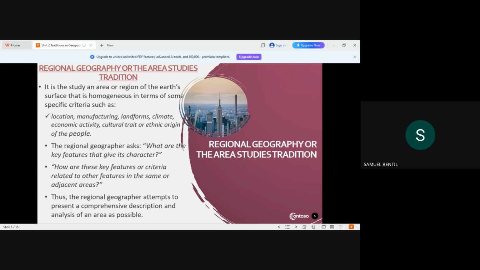So what we are trying to say is that regional geographers always ask what are the key features that give the region its character, and that character makes them quite unique. And how are these key features or criteria related to other features in the same or adjacent areas? So we always try to compare these features with other adjacent areas to see the uniqueness among each other. So regional geographers attempt to present a comprehensive description and analysis of an area.